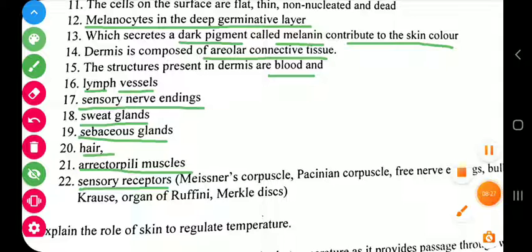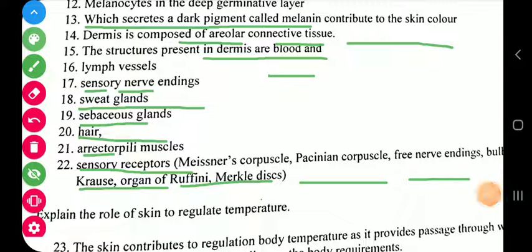So yeah, so what are the sensory receptors? Meissner's corpuscle, Pacinian corpuscles, free nerve endings. You all can find out the functions of these Meissner's corpuscles, the Pacinian corpuscles, free nerve endings, the bulb of Krause, organ of Ruffini, the Merkel disc from your resource book. You don't have to write the functions here, but it's better to refer back into those things, and then with that understanding write this essay.